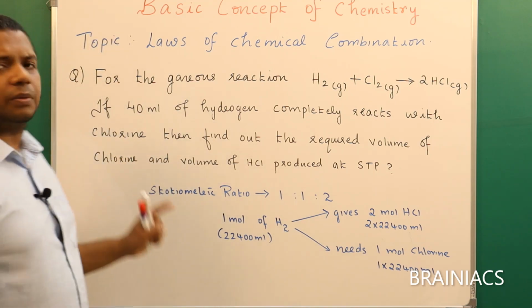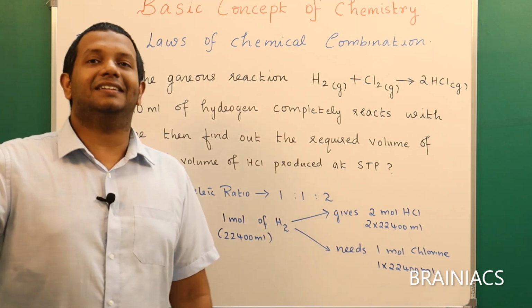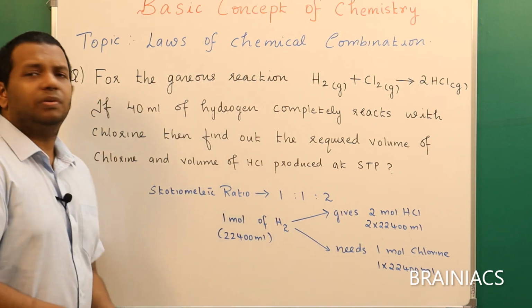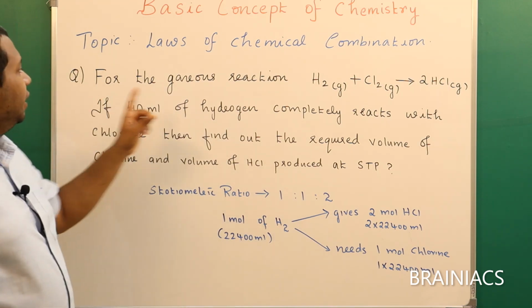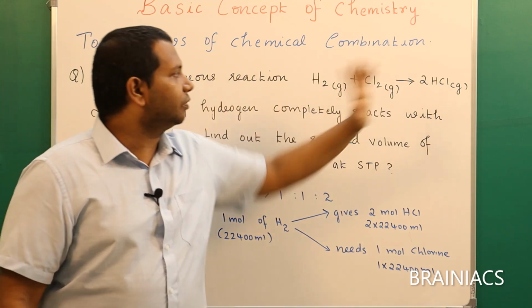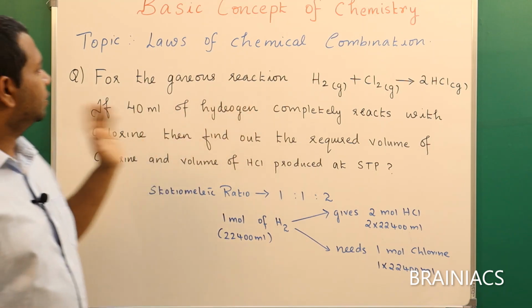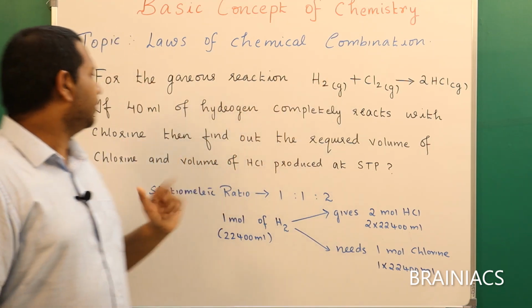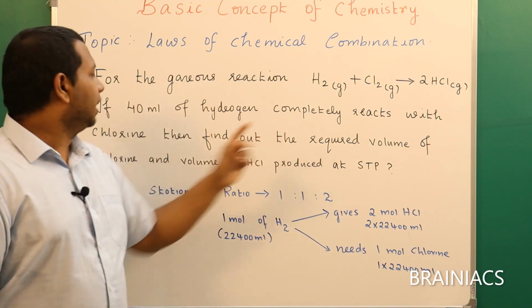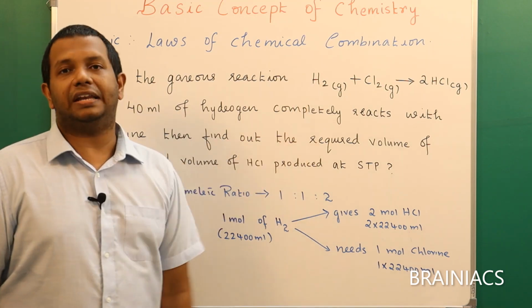Otherwise you can apply Gay-Lussac's law, but Gay-Lussac's law is applicable only if all the reactants and products are in gaseous state. Okay, we will read the question now. For the gaseous reaction H2 plus Cl2 giving 2HCl, I could see all are in gaseous state. If 40 ml of hydrogen reacts completely with chlorine, find out the required volume of chlorine and the volume of HCl produced at STP.